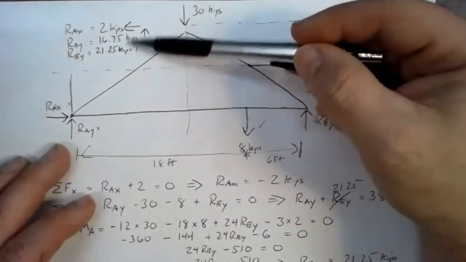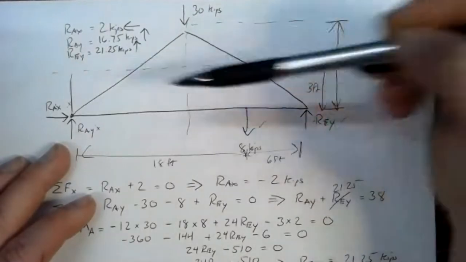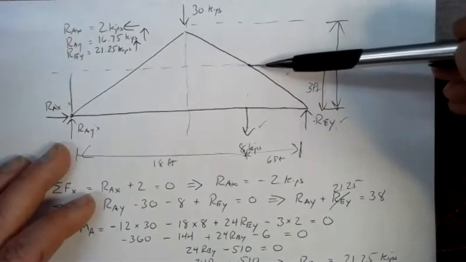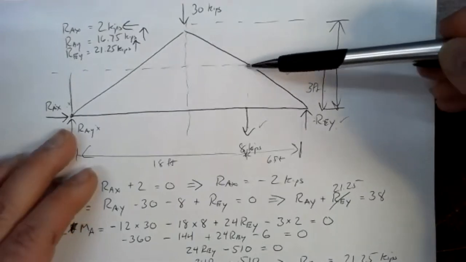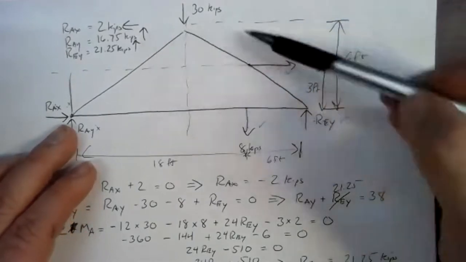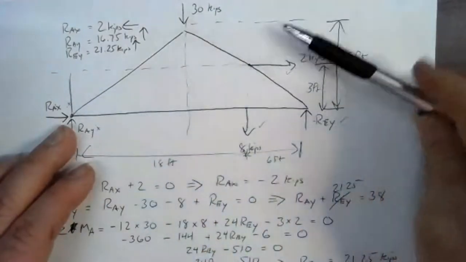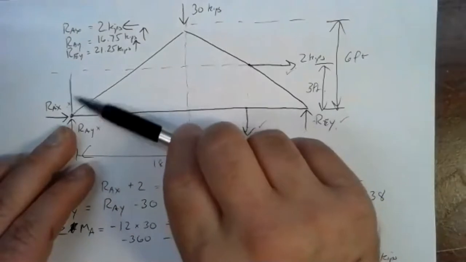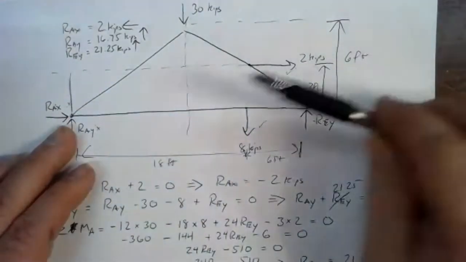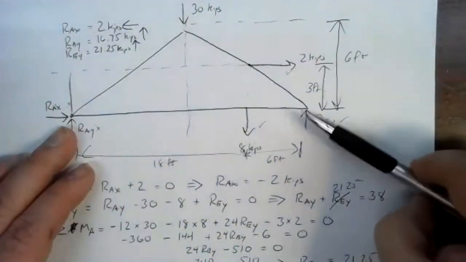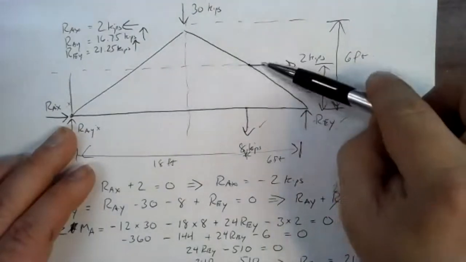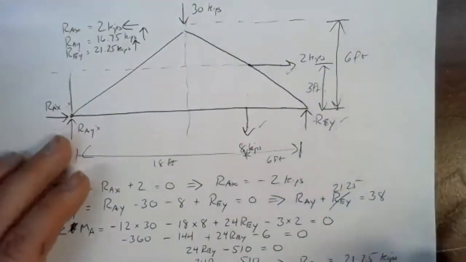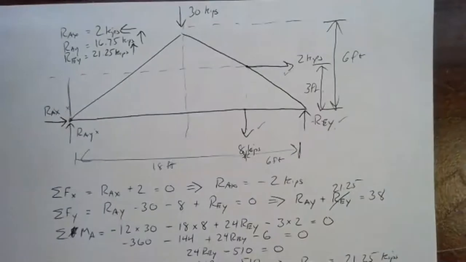That explains part of the difference between RAY and REY. The other part comes from this 2 kips pulling. That 2 kips pulling is trying to rotate everything around A, which is going to cause it to push down harder on E and try to pick up at A. So we get a little less load on A and a little more load on E as a result of that 2 kip side load. So our answers look pretty reasonable.